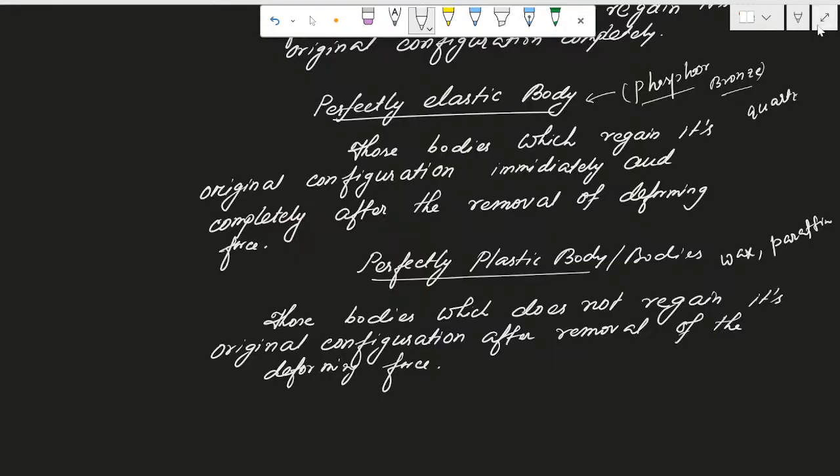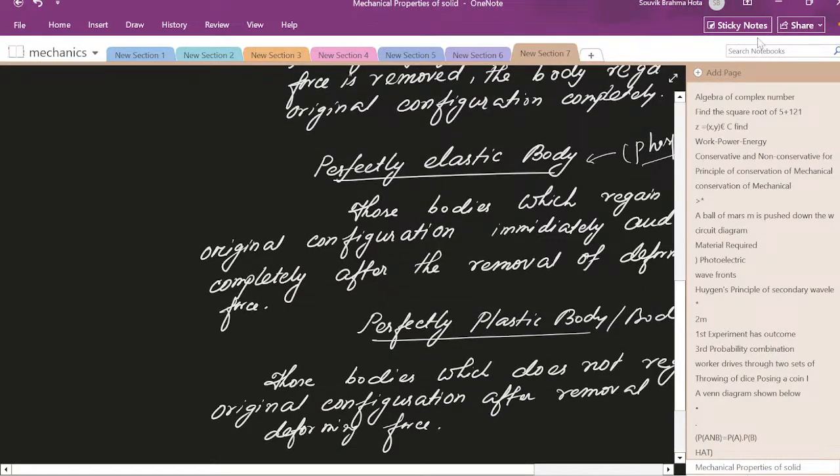Now we'll move to the stress strain concept. What is stress and what is strain? See, stress is not something which is external. Suppose you are applying a deforming force to an object, correct? Stress is the internal restoring force per unit area.